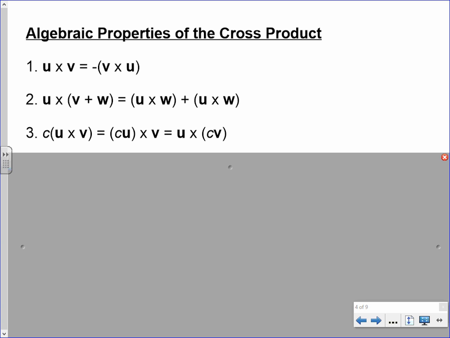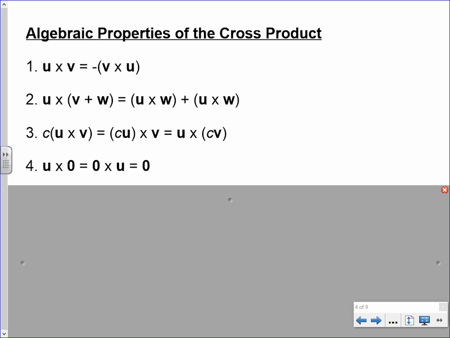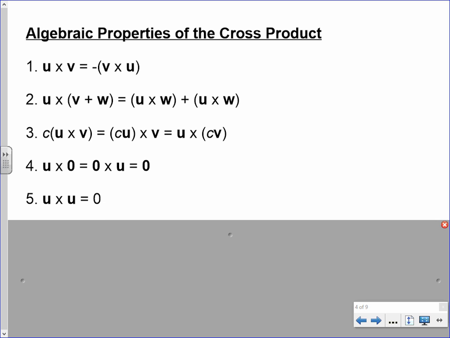We had a similar property with the dot product. If you have a scalar multiplied to your cross product, you can either do the cross product and then the scalar, or you could do your scalar to one of the vectors and then the cross product. More than likely, you're just going to do the cross product and then worry about the scalar to keep your numbers small. U cross 0 is 0. If you have a row of zeros in a matrix, the determinant's going to be 0. U cross U is 0. Okay, that's an interesting one.